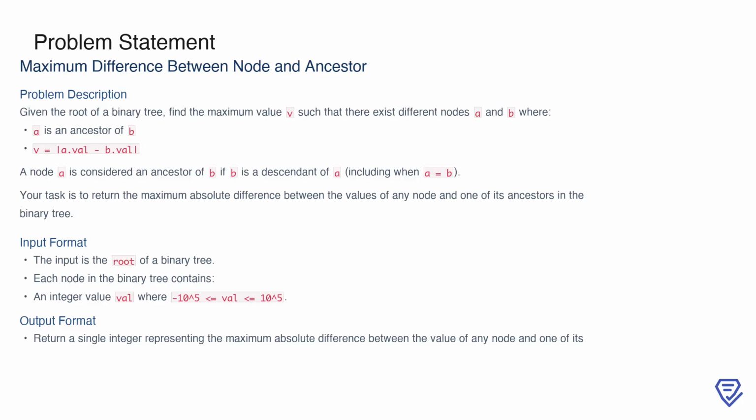The input to the problem is the root of the binary tree, where each node contains an integer value between -10 to the power of 5 and +10 to the power of 5. The output is a single integer representing the maximum absolute difference we can find in the tree.